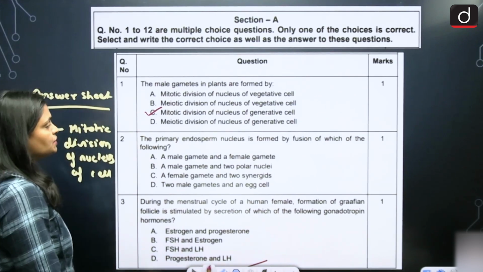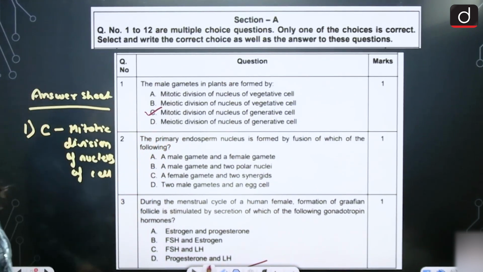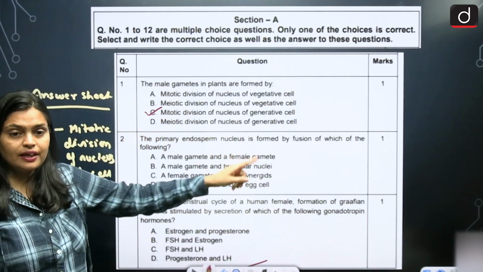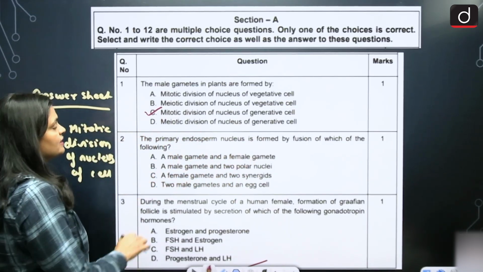Now the second question. So how do you have to write down the answer in your board exam copy? 1, option C, and then you have to write down the whole option. Okay, then let's go with the second question.